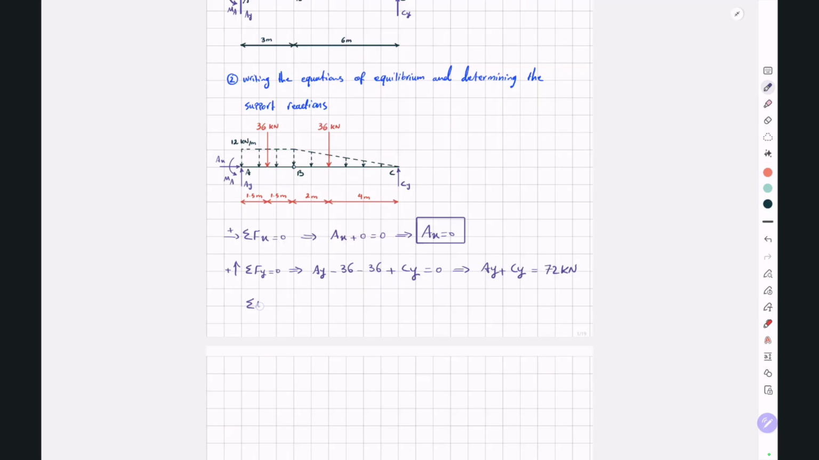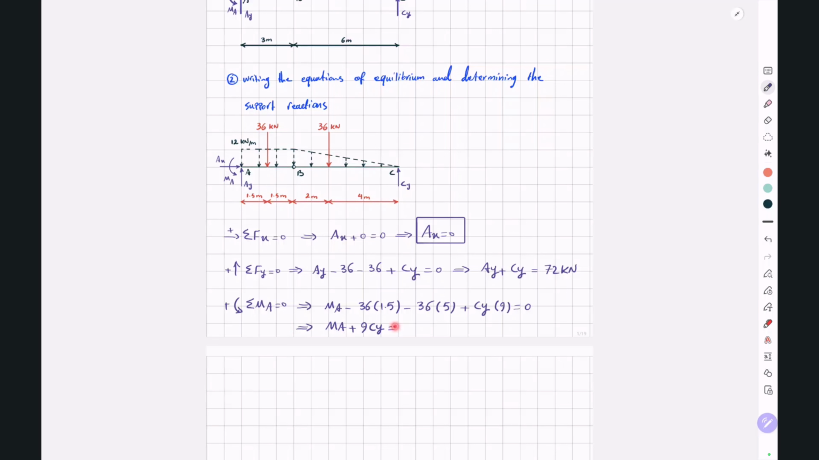So MA minus 36 multiplied by 1.5 minus 36 multiplied by 5 meters plus CY multiplied by 9 meters is equal to 0. So MA plus 9CY will be equal to 234 kilonewton meter. Now we have two equations and three unknowns, AY, CY, and MA.